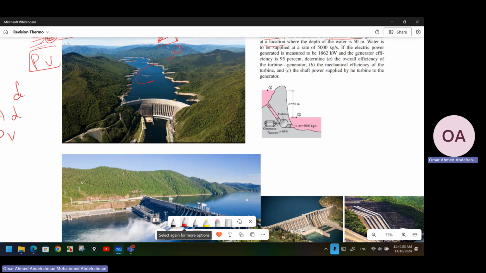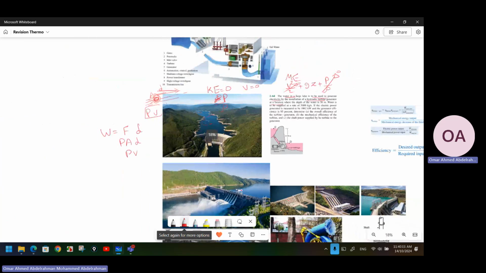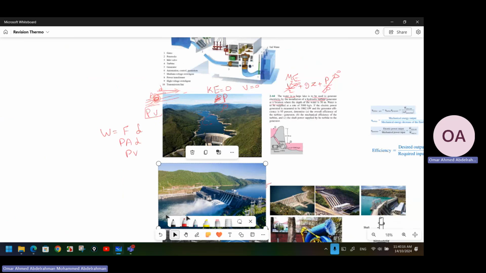Usually when you have a dam set, and you have the lake here, the turbine will be at an elevation under the previous location, at a distance. And this distance is 50 meters.